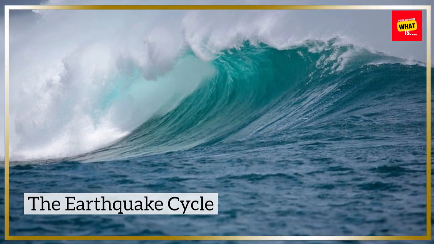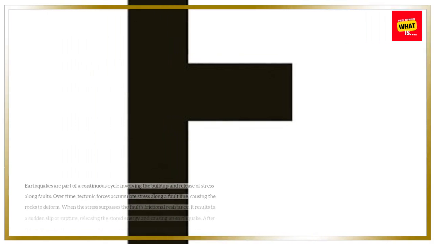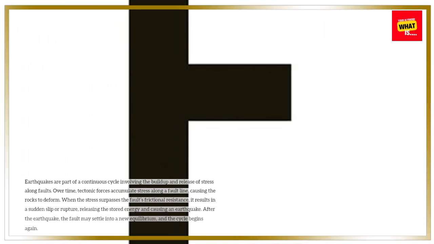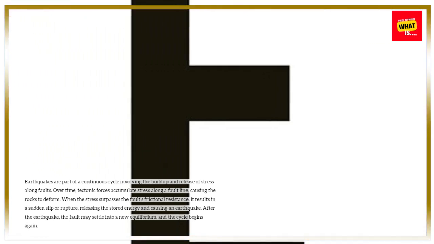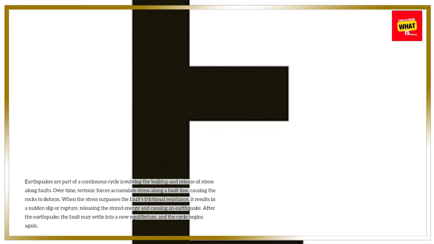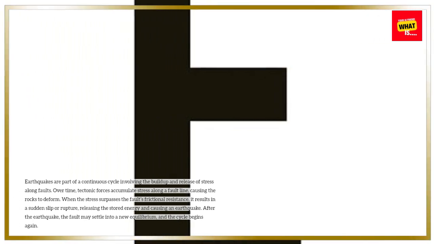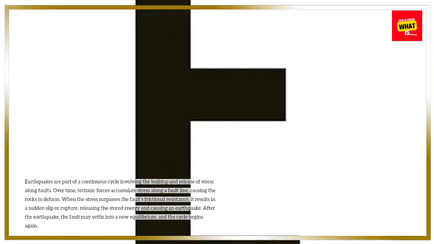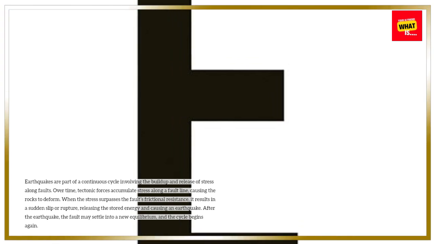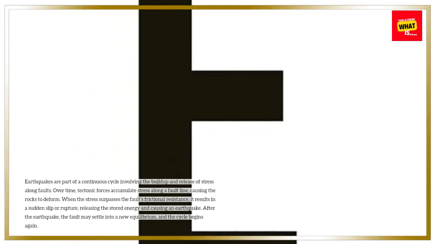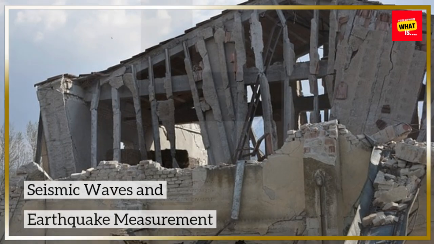The earthquake cycle. Earthquakes are part of a continuous cycle involving the buildup and release of stress along faults. Over time, tectonic forces accumulate stress along a fault line, causing the rocks to deform. When the stress surpasses the fault's frictional resistance, it results in a sudden slip or rupture, releasing the stored energy and causing an earthquake. After the earthquake, the fault may settle into a new equilibrium and the cycle begins again.